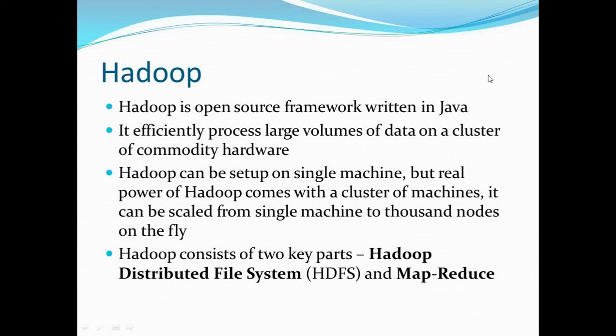So the biggest size of a Hadoop cluster is 4,000 nodes. In a single cluster, you can add up to 4,000 machines. I'll come back to this and explain it in the next session. That's architecture. Hadoop can be set up on a single machine, but the real power of Hadoop comes with a cluster of machines. Hadoop can be scaled from a single machine to thousands of nodes. With Hadoop 1.x, you can go till 4,000 machines. Hadoop 2.x, the second version of Hadoop that is currently under development, can expand up to 12,000 machines.